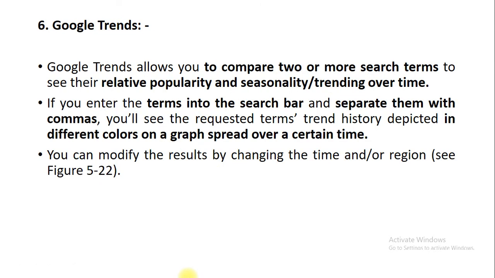Google Trends. Over here we have taken the example of Deepika Padukone and Ranveer Singh, or Amitabh Bachchan and Rekha. So, that is called Google Trends. When you want to compare two or more search terms, it will return a popularity-based output, and it will return it in the form of a graph which contains different colors.